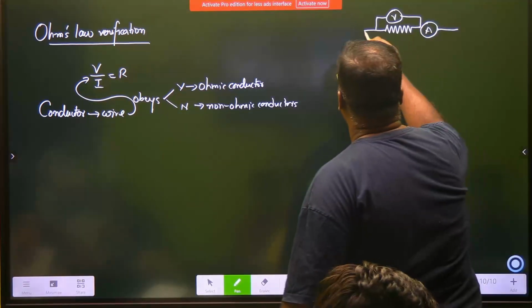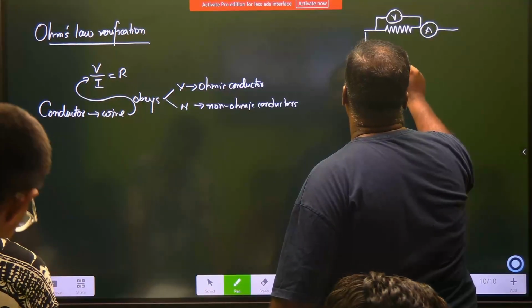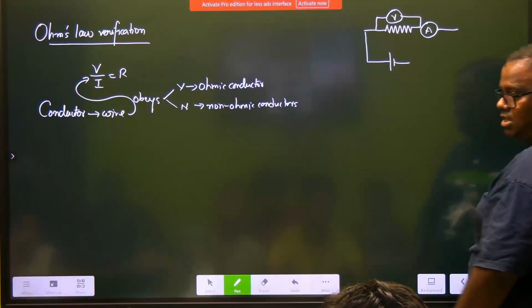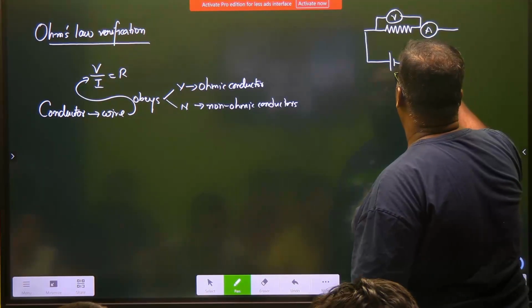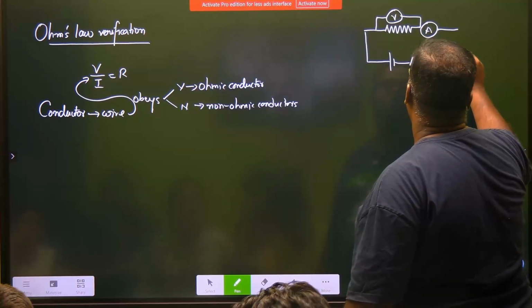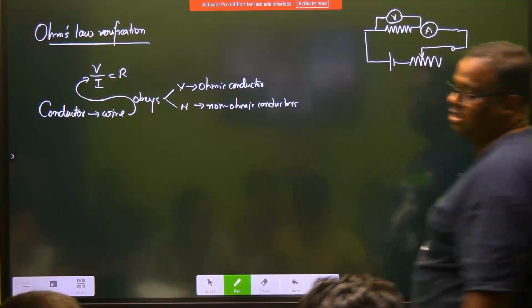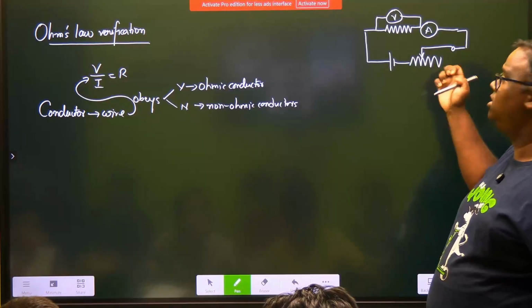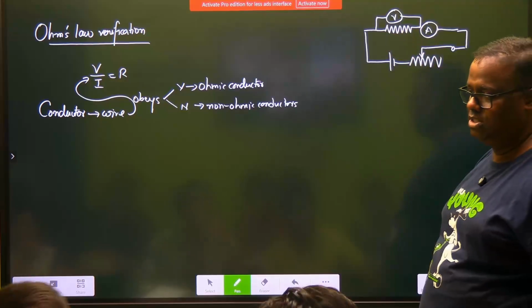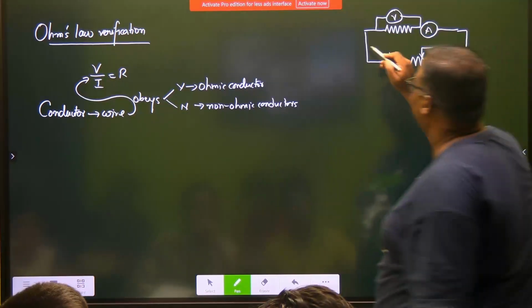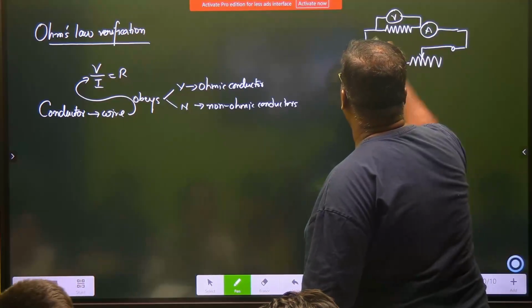So what I do, I then bring one cell in the circuit, but this will give you a fixed voltage. So I also introduce one rheostat in the circuit. Got it? And I complete this circuit. Clear? So what does this rheostat do? This rheostat will control how much current is going through this resistor. Okay? Fine. So this is how my current is going and this voltage.